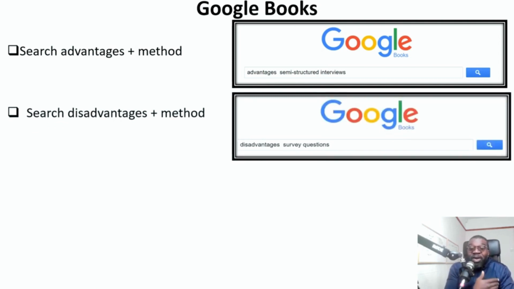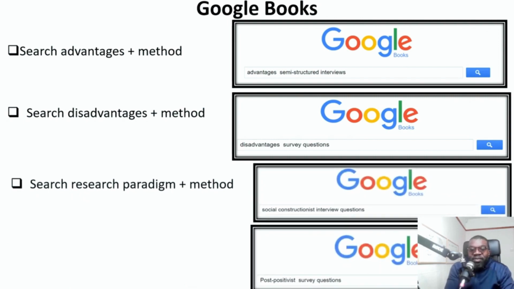As well, if you want to find out about the limitations to a particular approach, search disadvantages and the method. So in this situation, the student wanted to know the disadvantages of survey questions. So they put this into the search bar to find these disadvantages.